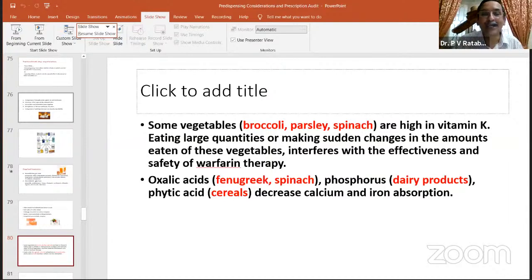So I've been trying to educate doctors also, and in our pharmacy programs, oxalic acid containing food should be avoided when calcium and iron have to be taken. So please tell the patient, pregnant patients, not to take methi, palak bhaji, spinach, because they contain oxalic acid, which will decrease your calcium and iron. This is a very, very important practical point.